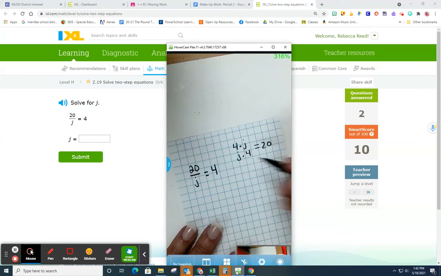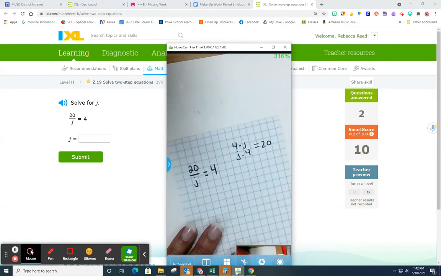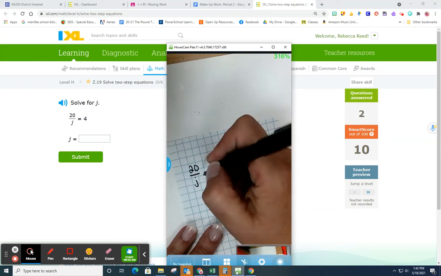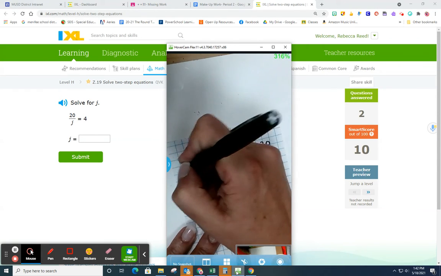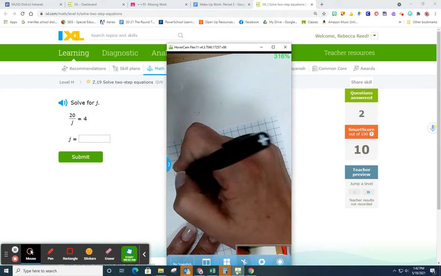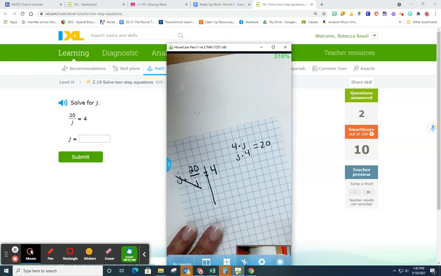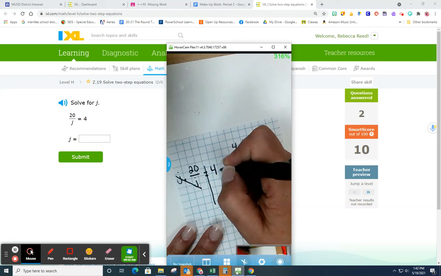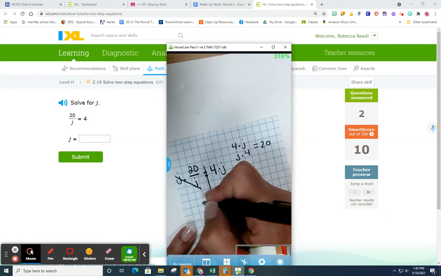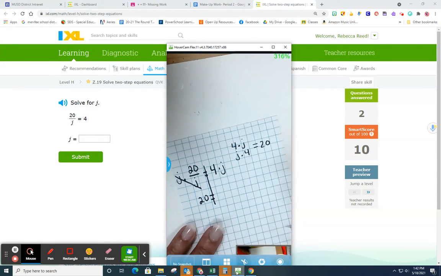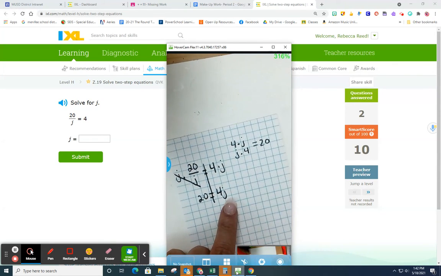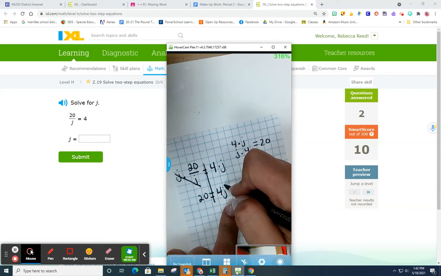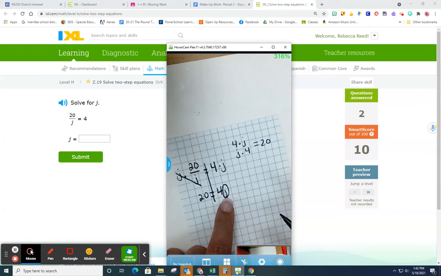So I can actually rewrite this equation to make it a little bit easier to see. I know I could do the reverse operation and multiply by J to get rid of it, but then I still have to move it to this side. That just helps me rewrite it like this. 20 equals 4J. Do I have J all by itself still? No, I don't have it yet. I still have to get J all by itself.